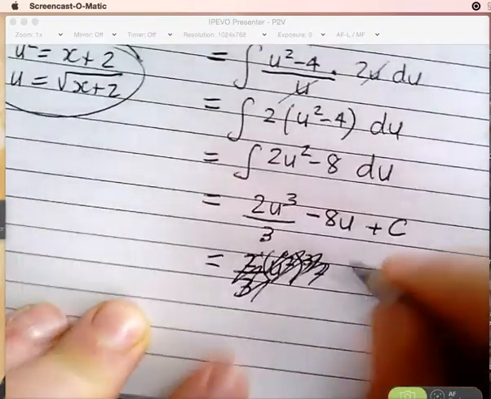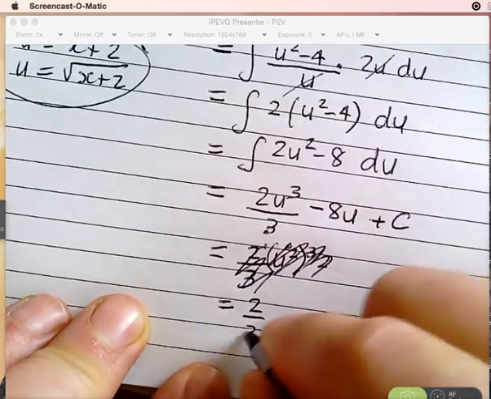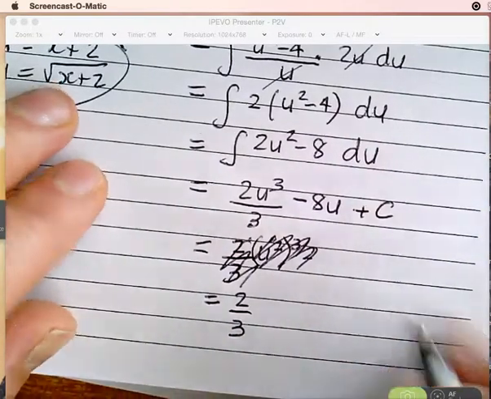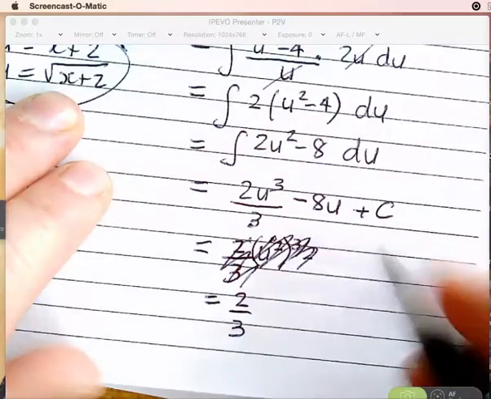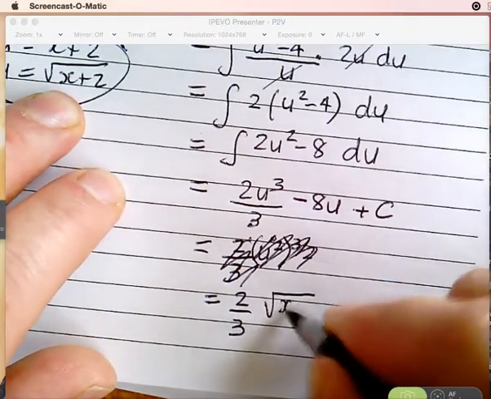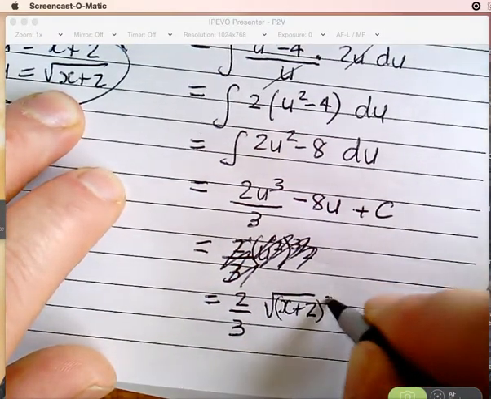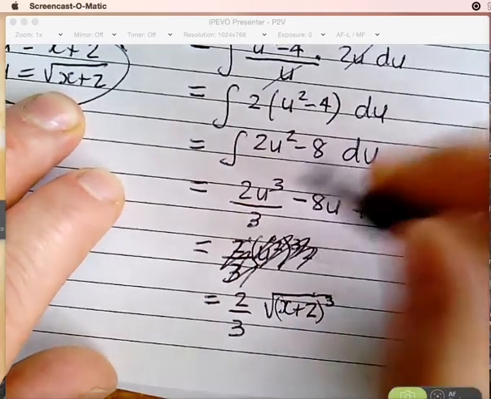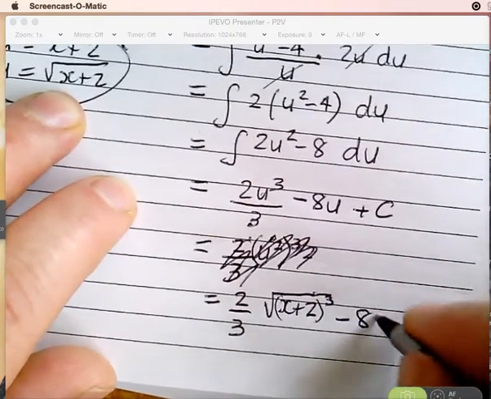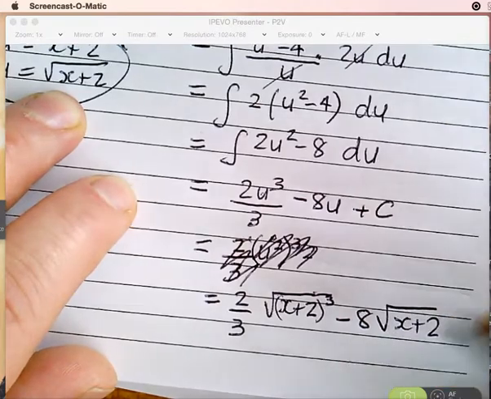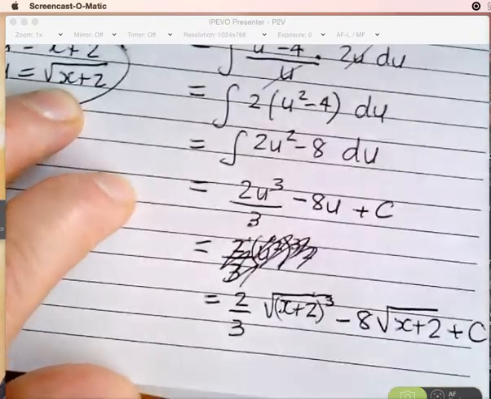So I'm just going to write it as equals 2/3. What does u equal? It's probably better like this, girls. Square root of x plus 2 cubed. Got it? Minus 8. This is actually a lot better. Root x plus 2 plus c. And you're done.